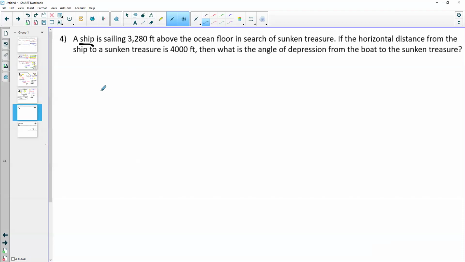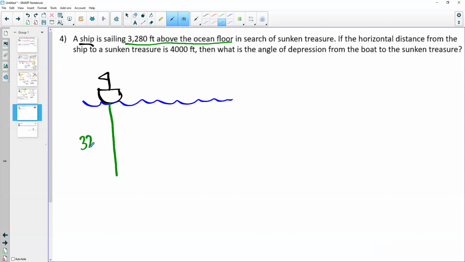I'm going to draw the ship. Here is our beautiful ship. And this ship is sailing. If it's sailing, it's on the ocean, right? Here's the ocean. And it tells us that it is sailing 3,280 feet above the ocean floor. So the ocean floor would be on the bottom. This means that the 3,280 tells us that's how far above the ocean floor it is. So that would mean that the ocean floor is located right here.